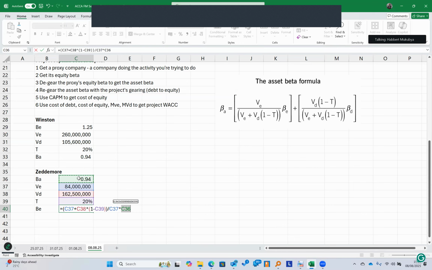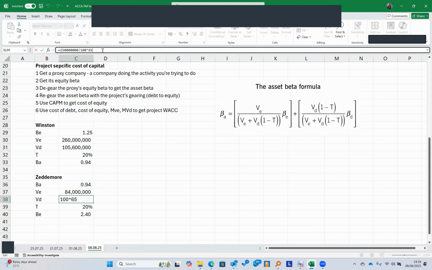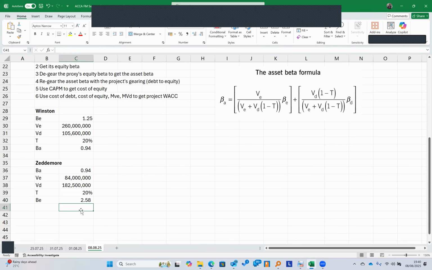Somebody seems to want to ask a question. Herbert, did you include the value of the bank loan in the VD? Yes, let me include it. Okay, 20 million. So we just add it to the other value that we have computed, which gives us a value of 2.58.